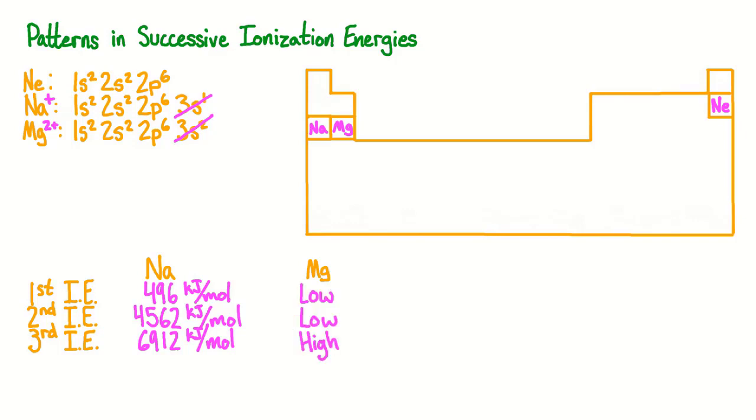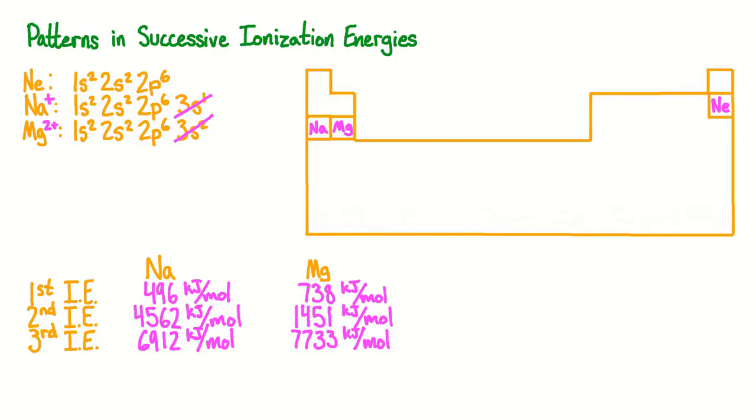Based on these electron configurations, we can make some predictions about the ionization energies of magnesium. Since the first 2 electrons are easily removed to create an Mg2+ ion, the 1st and 2nd ionization energies should be relatively low. However, removing any additional electrons will be extremely difficult, making the 3rd ionization energy of magnesium relatively high. If we look at the actual ionization energies for magnesium, it matches this predicted pattern.